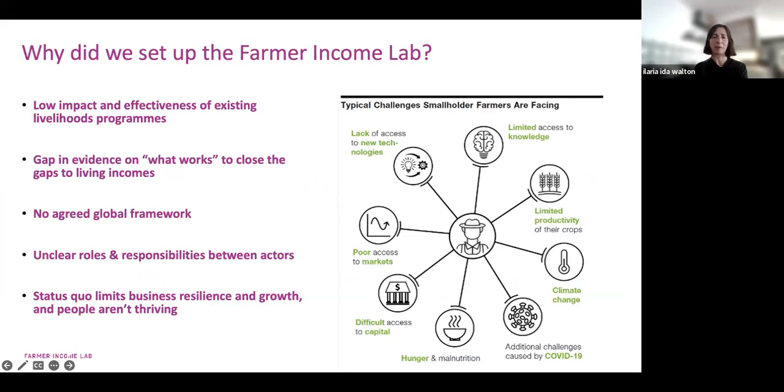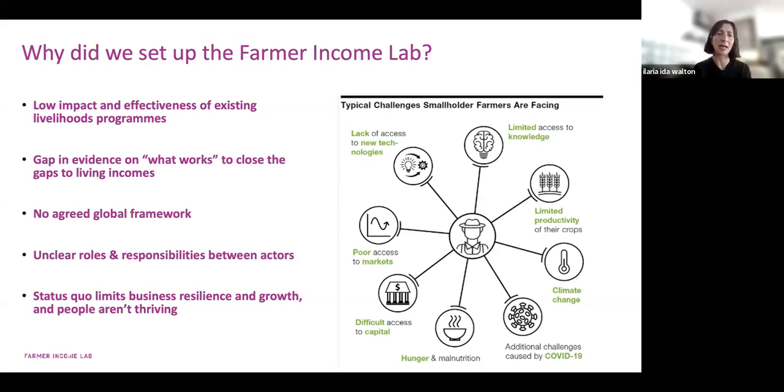Why did we set up the Farmer Income Lab? I mean, first of all, the timing is everything, right? These days, for those of you who are very versed with living income, it is really becoming mainstream, and it was about time. But in 2017, it wasn't. There were a lot of programs on livelihoods, in essence, trying really to tackle the typical challenges that smallholder farmers are facing, which are a lot of what Yuka has already covered.